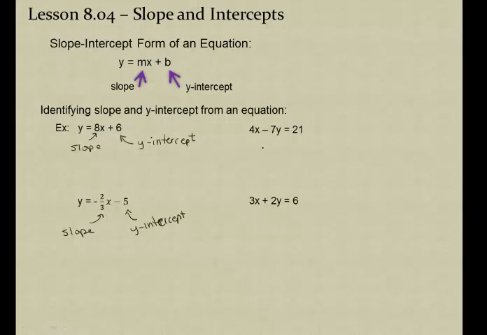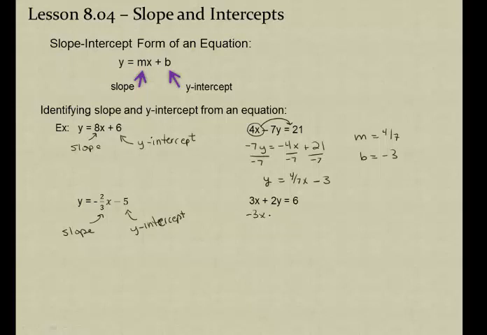If we have equations in standard form, we must first convert them to slope-intercept form. So I'm going to move the 4x over. I have negative 7y is equal to negative 4x, because I switched sides, I switched signs, plus 21. I divide everything by negative 7, and I get that y is equal to 4/7 x minus 3, where my slope is 4/7 and my y-intercept is negative 3.